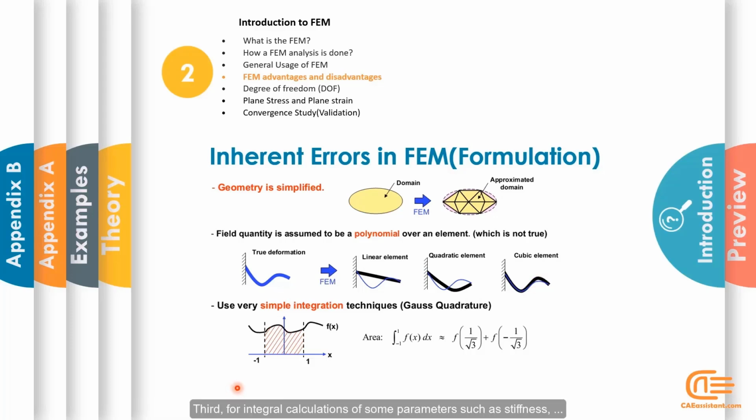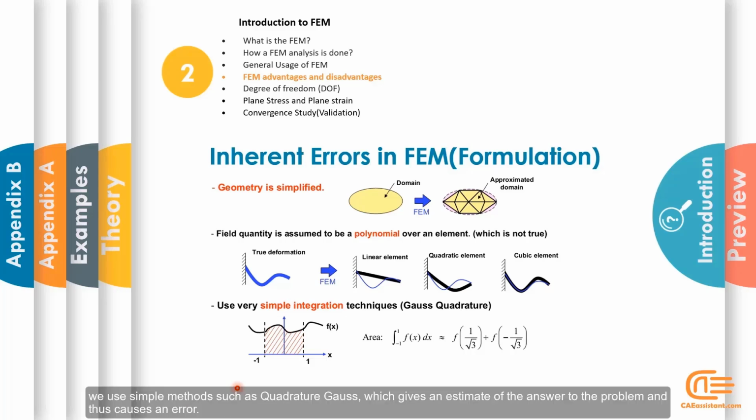Third, for integral calculations of some parameters such as stiffness, we use simple methods such as Gauss quadrature, which gives an estimate of the answer to the problem and thus causes an error.